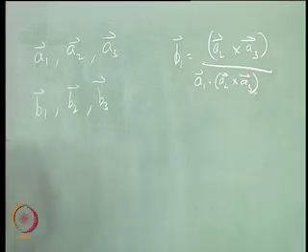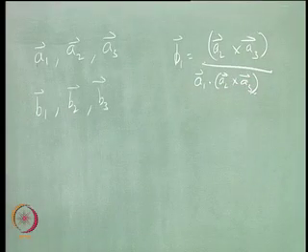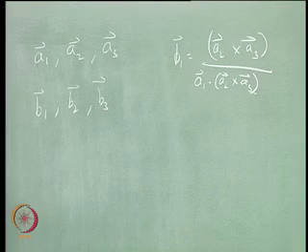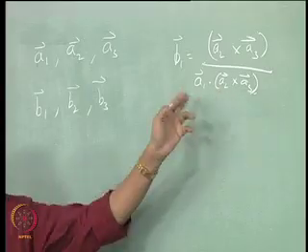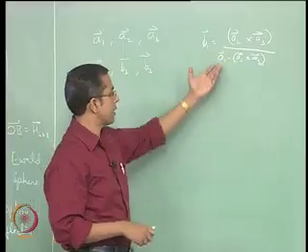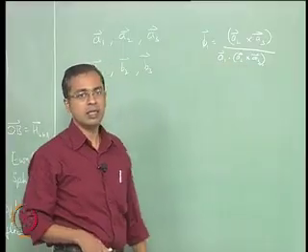Okay, volume. When you have 3 vectors and you want to calculate the volume of the region described by them, this is the formula for it: A1 dot A2 cross A3, a triple product. So you will get the volume.